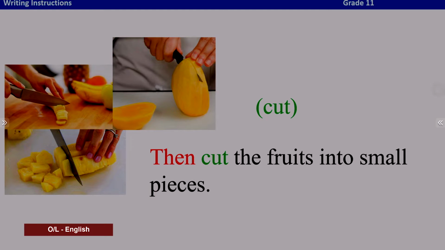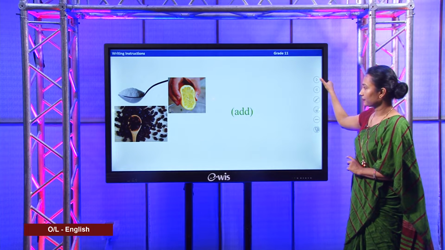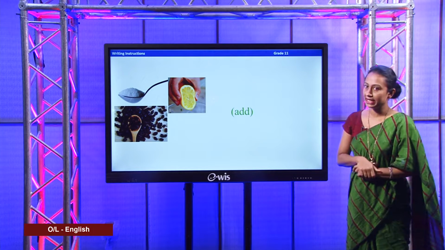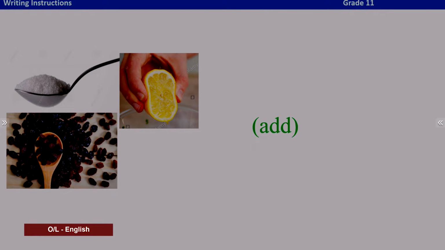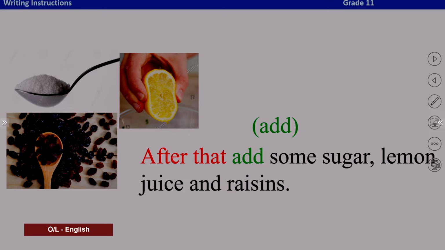Here you have the fourth step. Now you have to add three things. You have to add some sugar, lime juice and raisins. So what is the verb here? Verb is given in green. Verb is add. So you can write your sentence. Here you can see my sentence. After that, add some sugar, lemon juice and raisins.